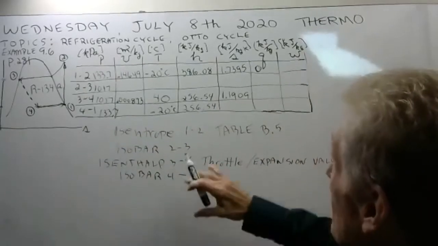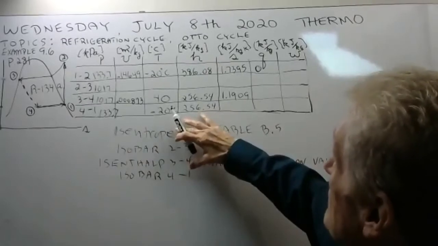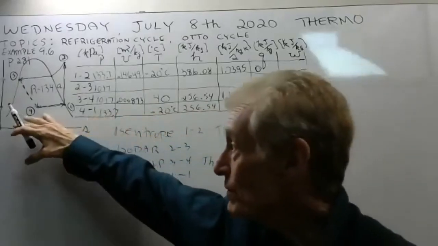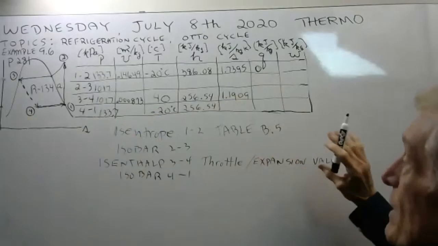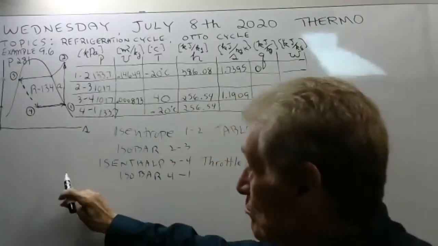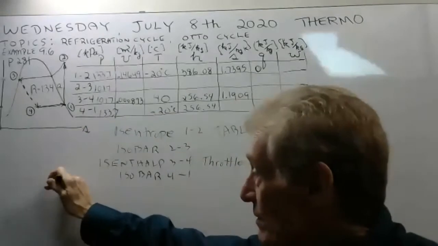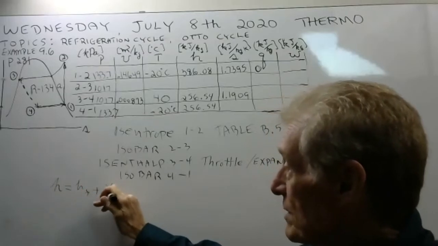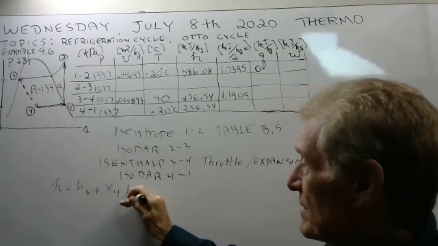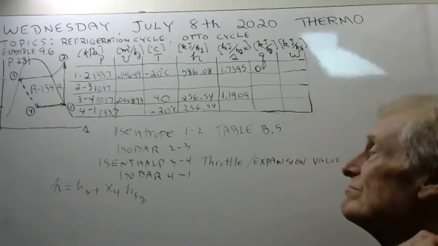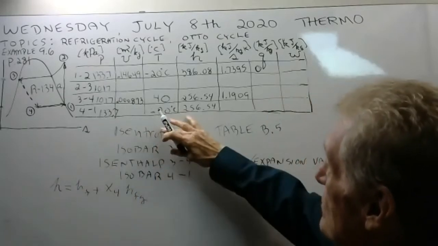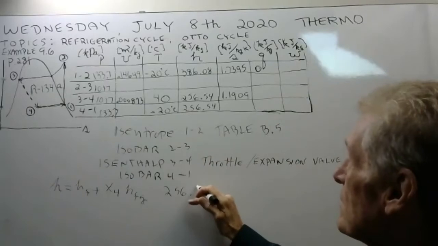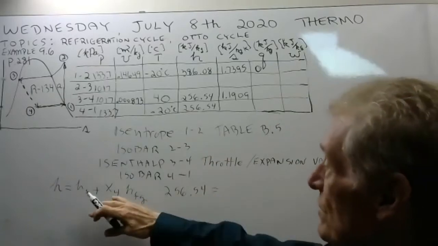But good going, Parker. Okay, now let's see here. I tell you what, we could get the little s and the little v here at 4. Why don't we do that? Now the way to do that is the little h is equal to hf plus the quality at 4 times hfg. And see, we know the h at 4. It's 256.54.